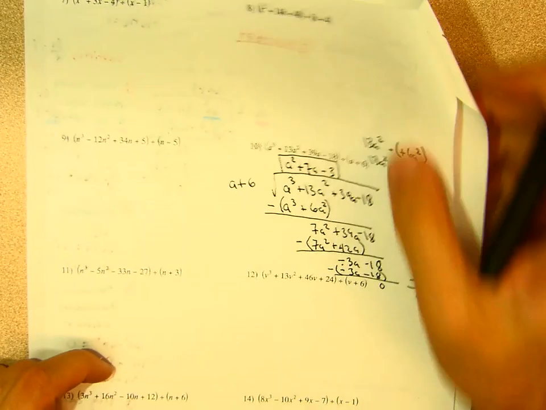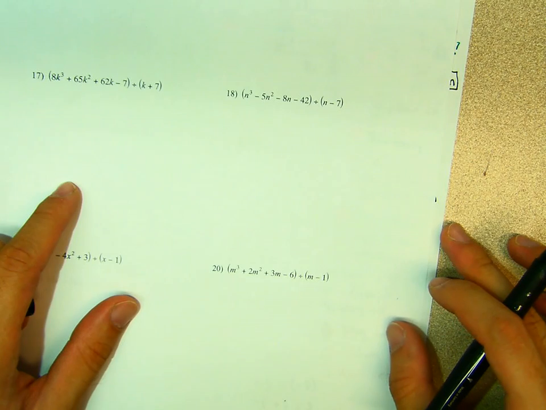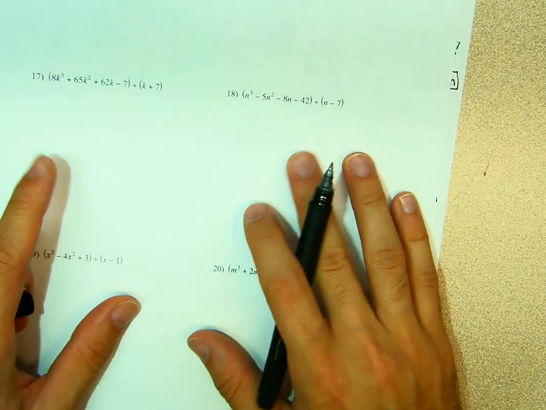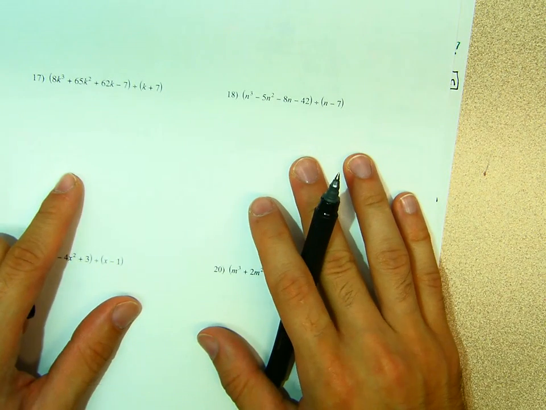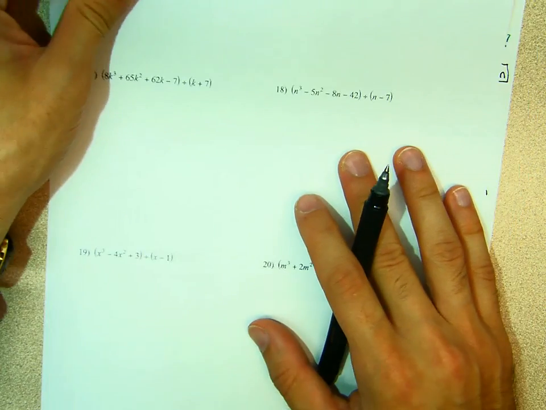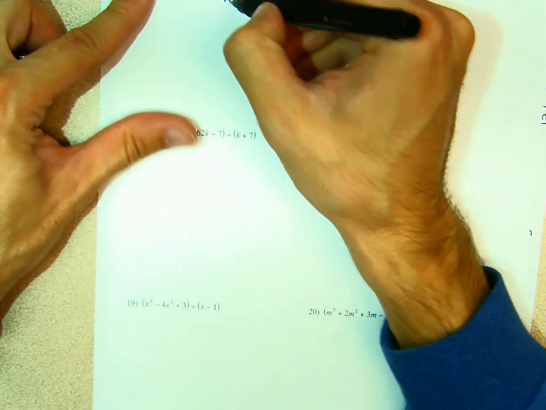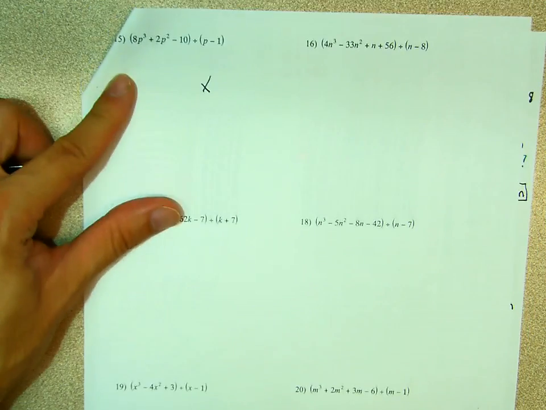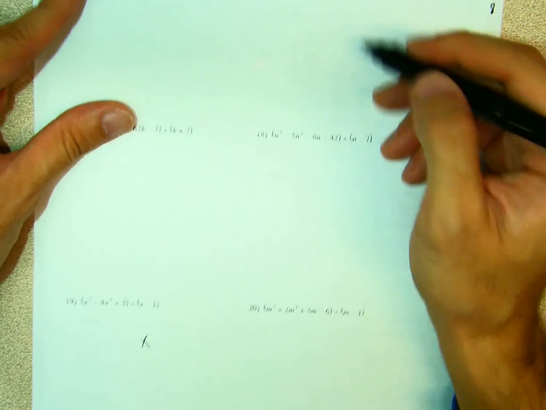Let's do one more, and let's see. How about, okay, but I don't do this question and don't do this question, not yet. These two. Let's try and do this one here.